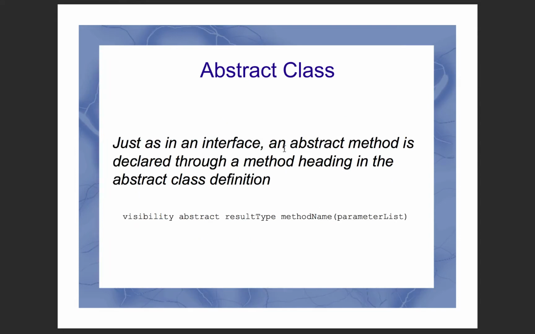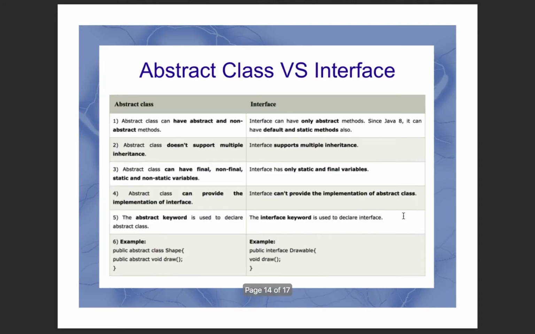Just like in an interface, an abstract method is declared through a method heading in the abstract class. As I said, that is like an interface. We have seen in the interface we declared several methods over there, but we didn't implement them. Similar to the interface, we can have abstract methods in the abstract class. Those should be declared but should not be defined. This is how an abstract method is defined. You have to give visibility like public, private, protected, then the abstract keyword, then a return type or result type, then the method name, then you can have a parameter list or argument list. This is how an abstract method is defined.